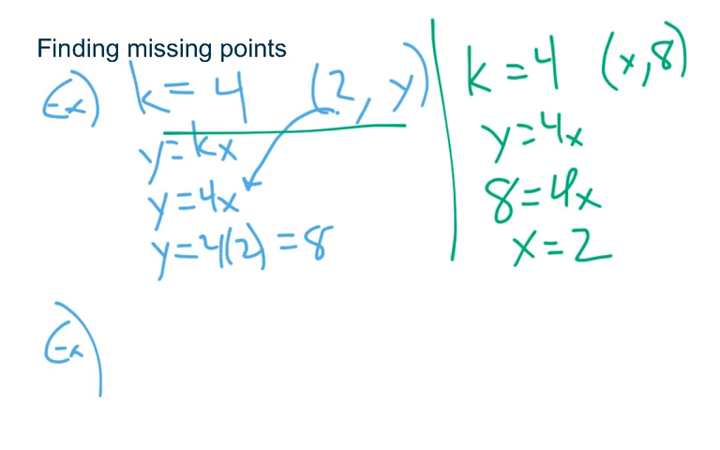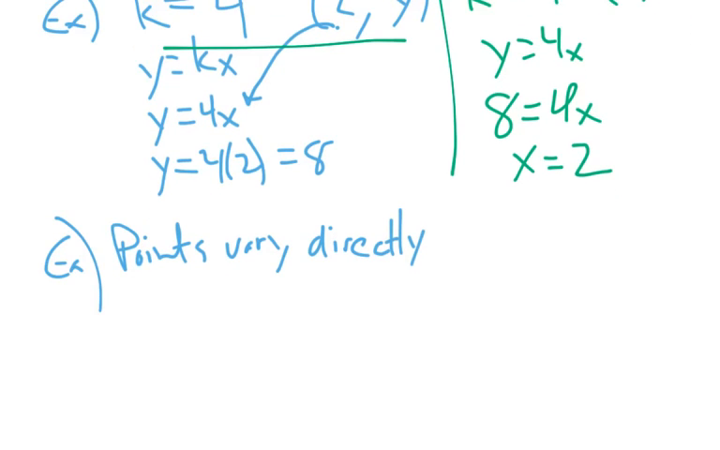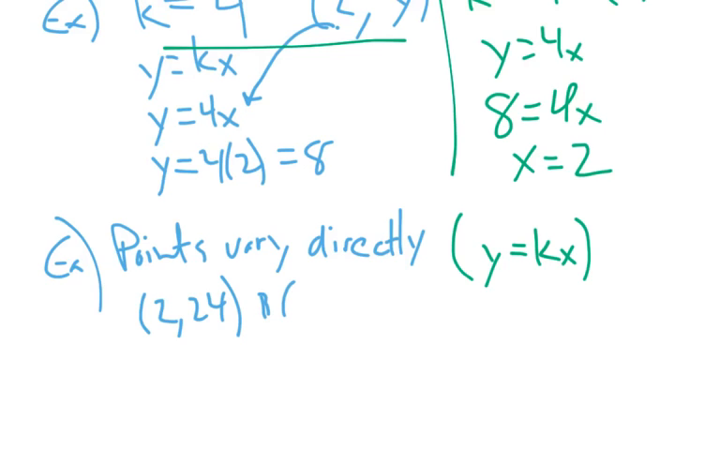You might just be given 2 points, and then you might be told these points vary directly. And so again, once you see vary directly in your mind, you have to be thinking, y equals kx. And so they give you the points, and it could be something like (2, 24) and (x, 36). Well, just pretend I didn't say 3. I don't recall saying that.